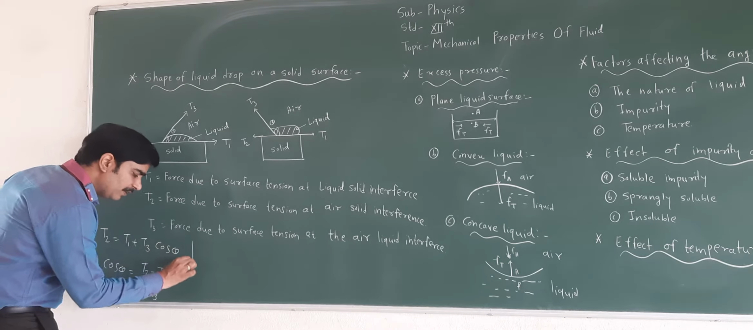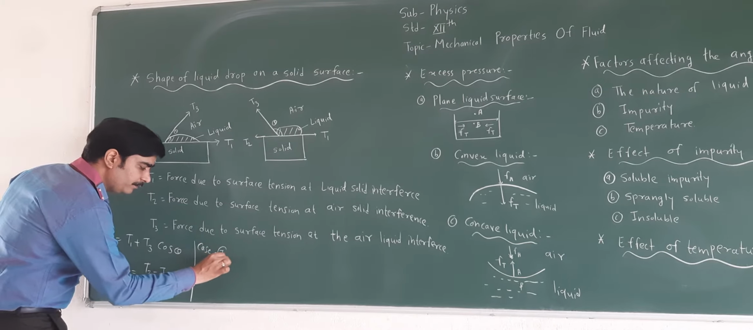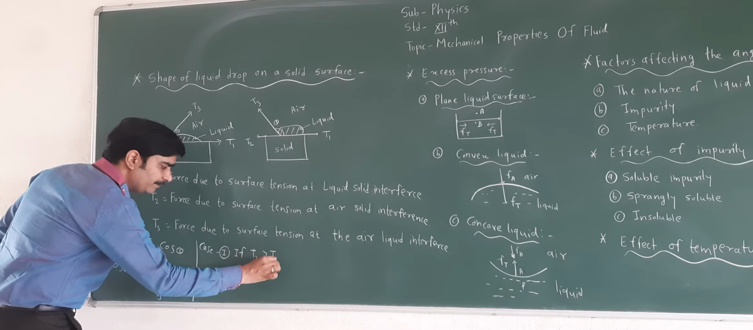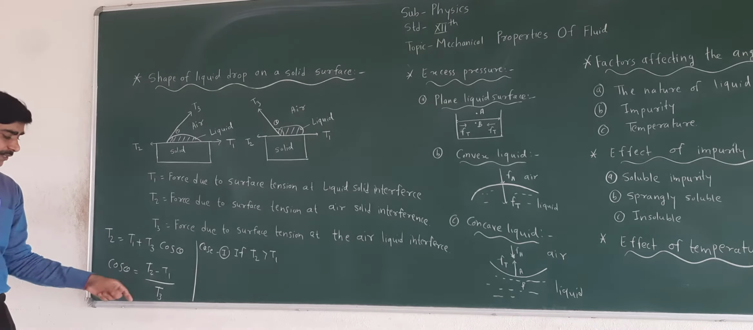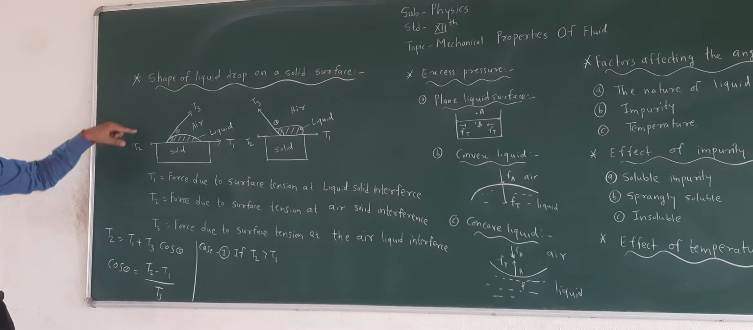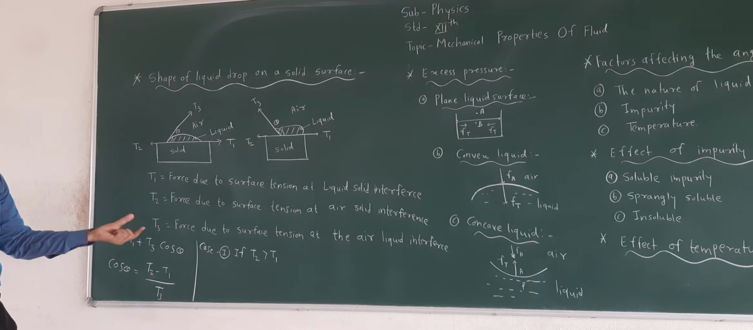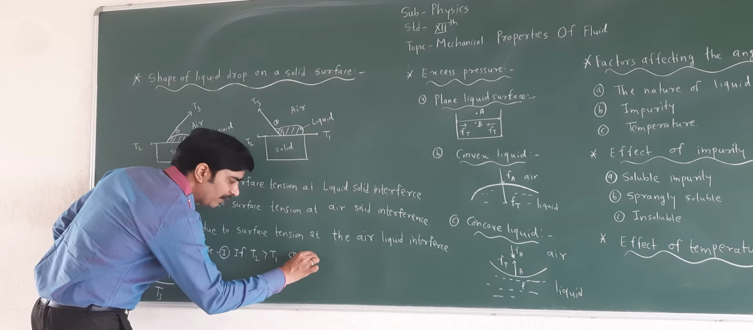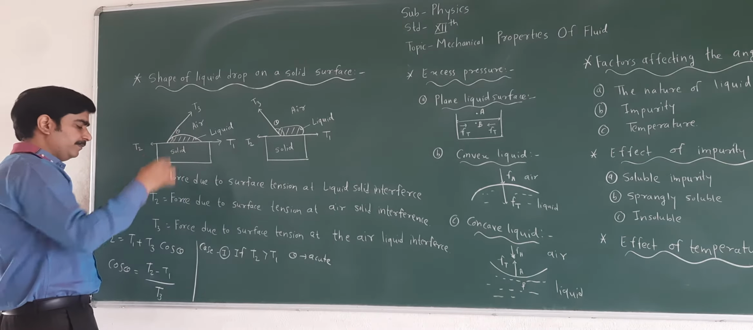Now we have to consider the different cases. Case 1, if T2 is greater than T1. What is T2? T2 is a force due to the surface tension at the air-solid interface. If T2 is greater than T1, then theta is an acute angle. So the shape of the liquid will be just like this.